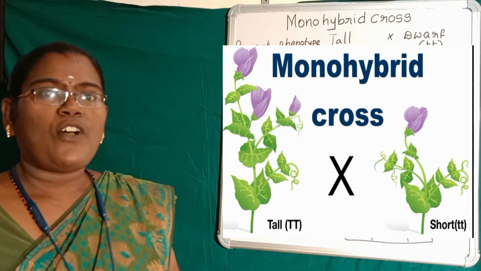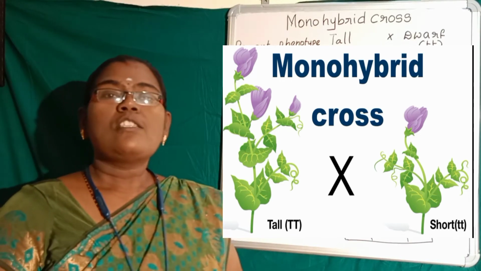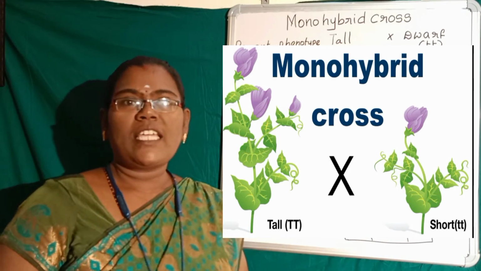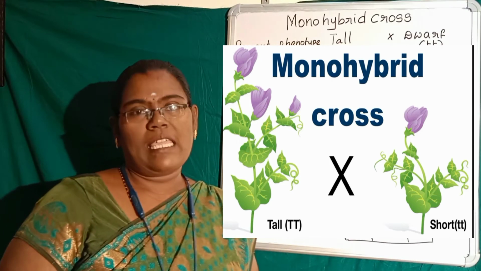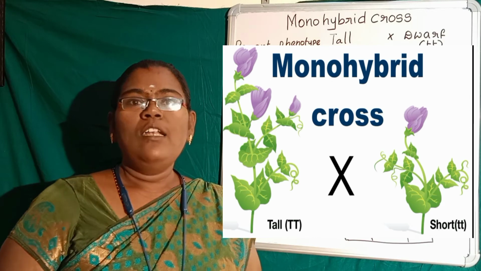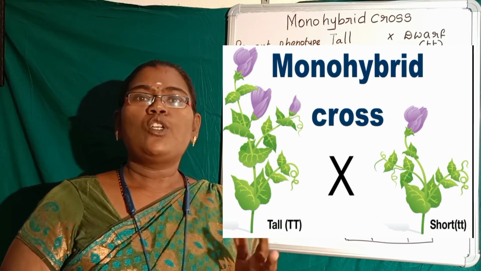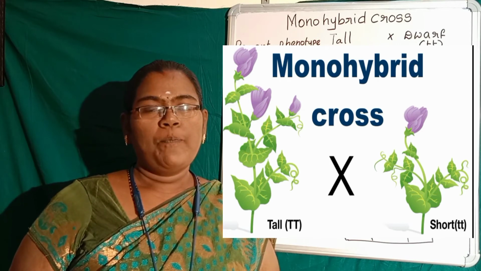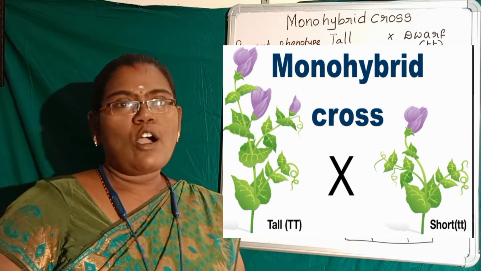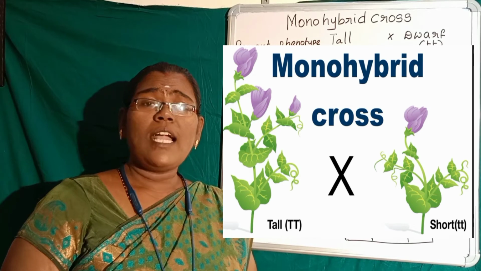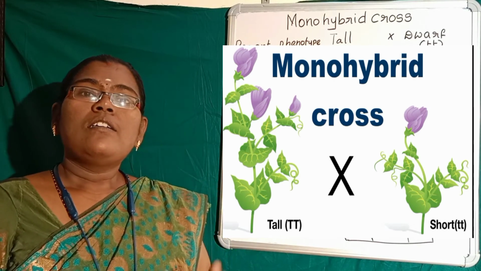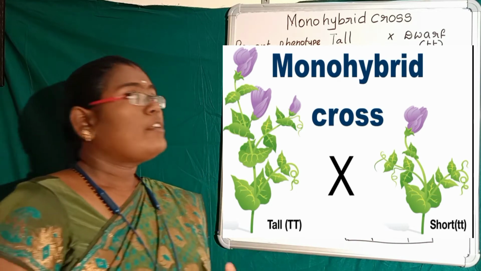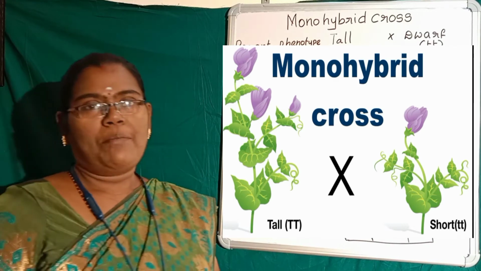First of all, in this monohybrid cross, we have to write a character. Here I am taking the character stem length. Tall and dwarf are the two defined characters regarding stem length. Tall is a dominant character and dwarf is a recessive character. Now I move on to the monohybrid cross.